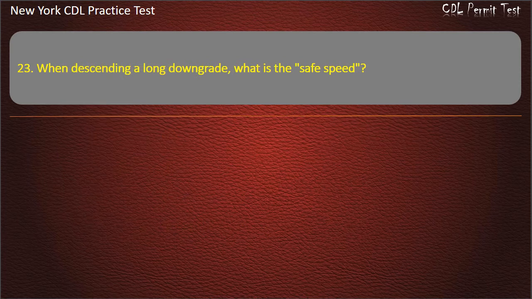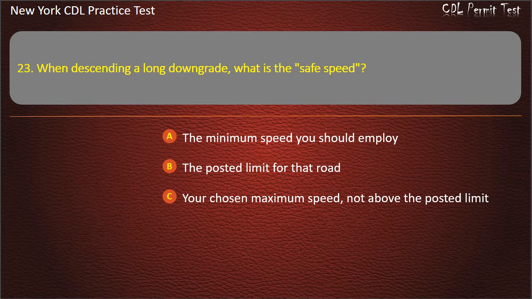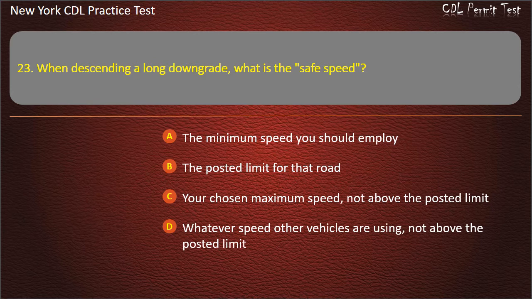Question 23. When descending a long downgrade, what is the safe speed? The minimum speed you should employ. The posted limit for that road. Your chosen maximum speed, not above the posted limit. Whatever speed other vehicles are using, not above the posted limit. Answer. Your chosen maximum speed, not above the posted limit.